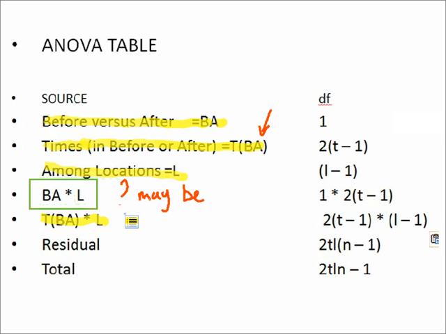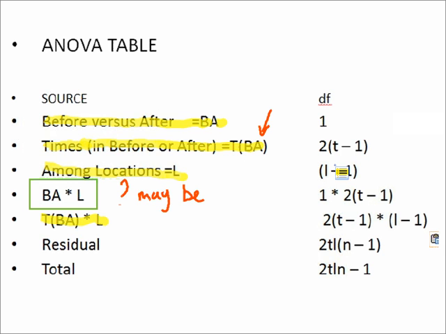The last thing we can test for here, times nested in before and after by location, is testing whether there are differences among locations in short-term change before or after. So if that's significant, it means that either before, after, or both, at least one of the sites is behaving differently from the others. It might be all three are behaving differently.